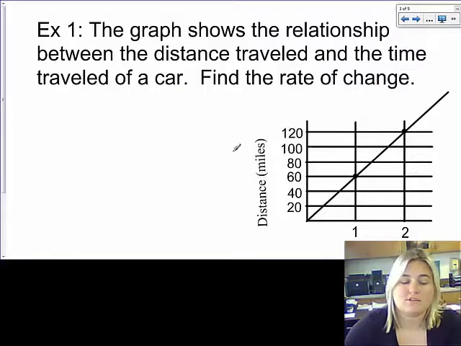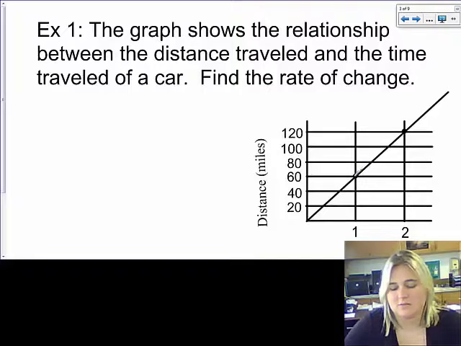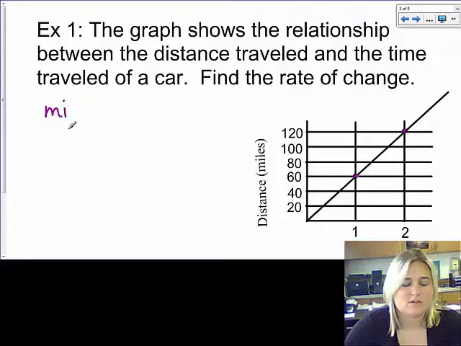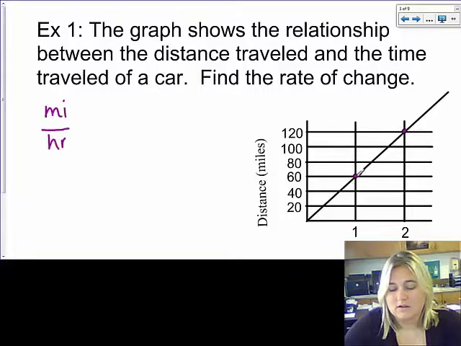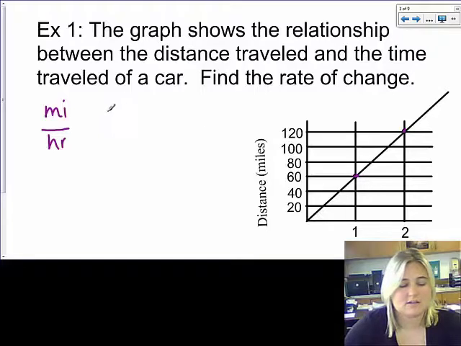In example 1, it says the graph shows the relationship between the distance traveled and the time traveled of a car. Find the rate of change. So we want to know the rate of change from this point right here to this point right here. I can see that we're talking about distance in miles and time in hours, so it would probably be a good idea to continue to use miles per hour. From this point I'm at 60, and at this point I'm at 120, so the difference there is going to be 60. And the time here is 1 hour, and the time here is 2 hours, so the difference there is 2 minus 1, which is just 1, which gives us 60 miles per hour.